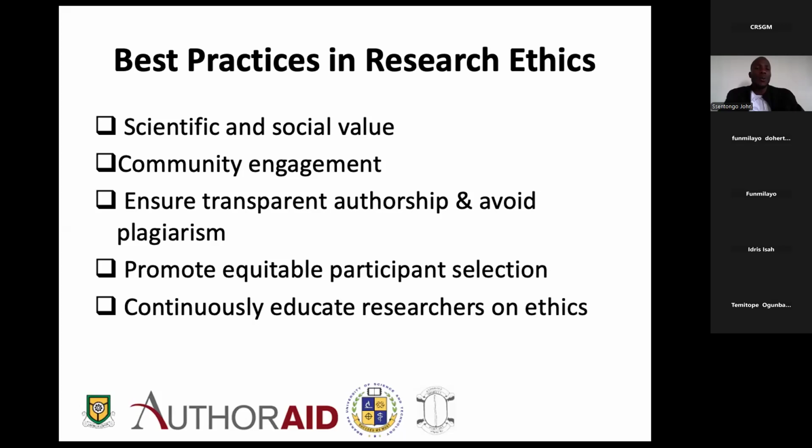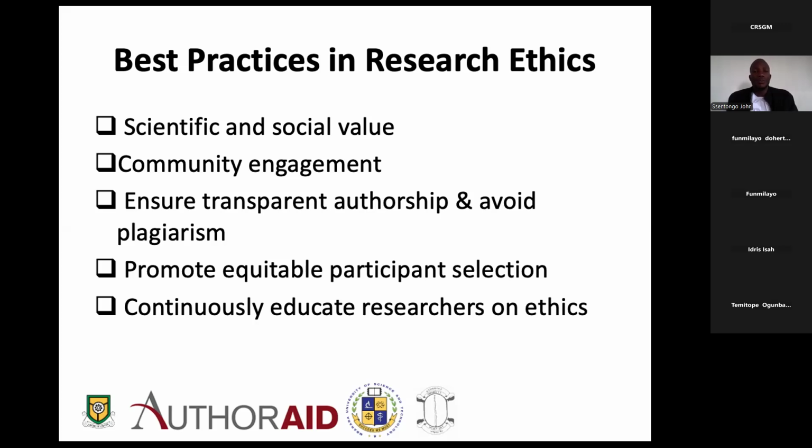So I just compiled some of the things that would give us the best practices in research ethics. First of all, scientific and social value. I've not talked about a key ethical document. It is called the CIOMS guidelines. Its number one ethical principle is that the research you are going to carry out should have scientific value as well as social value. What is it going to contribute? So scientific value, it should follow scientific procedures.